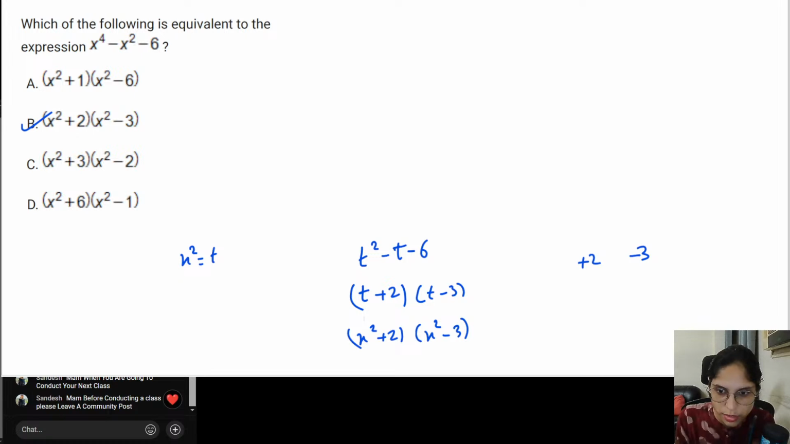And I hope you got the process from this question. Whenever you have different powers, you just see if it can be written in terms of a quadratic equation. So the square of x squared is x to the 4th. So x squared is t, and x to the 4th is going to be t squared. Then you just factorize it, and then you replace t with x squared. That's your answer.